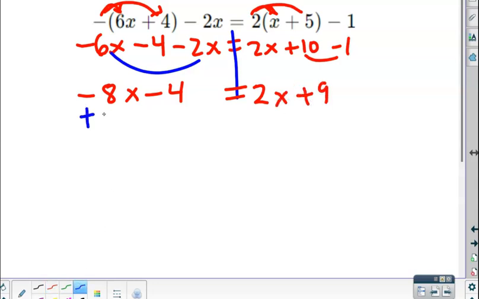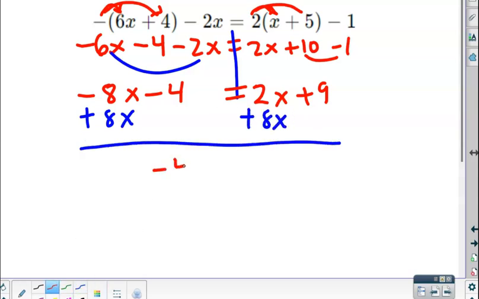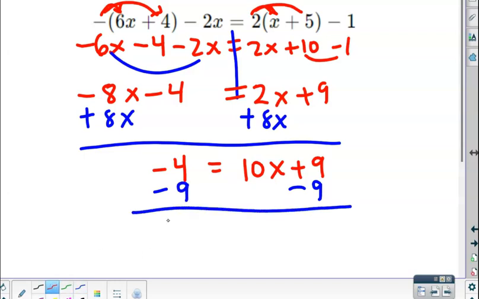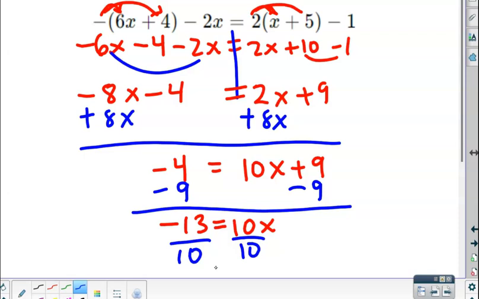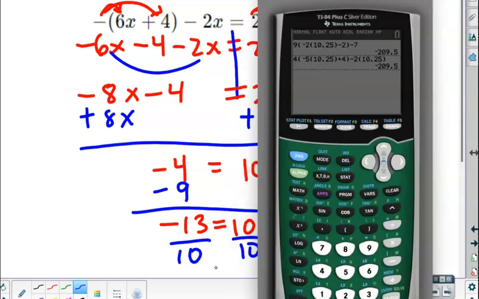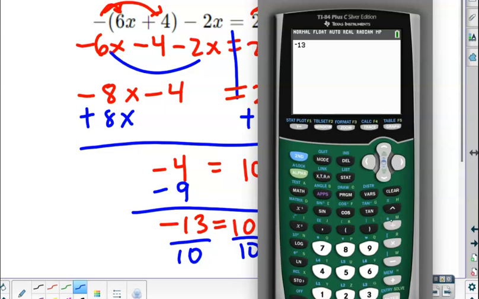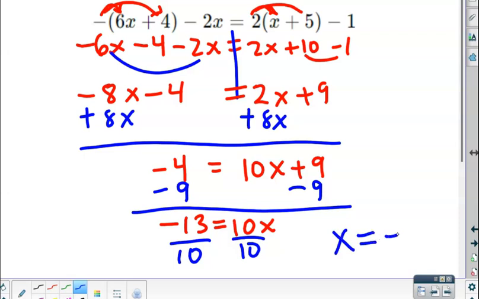I think I'm going to add 8x this time so that my x's remain positive. Negative 4 is equal to 10x plus 9. And let's see, I'm going to subtract 9 from both sides this time. And I'm going to get negative 13 equals 10x. Divide both sides by 10. Pick up my calculator, although I know the answer because dividing by 10 moves a decimal place. But negative 13 divided by 10 is negative 1.3. Yep, and it is a terminating decimal, so I'm allowed to write it because it doesn't go on forever and ever and ever.